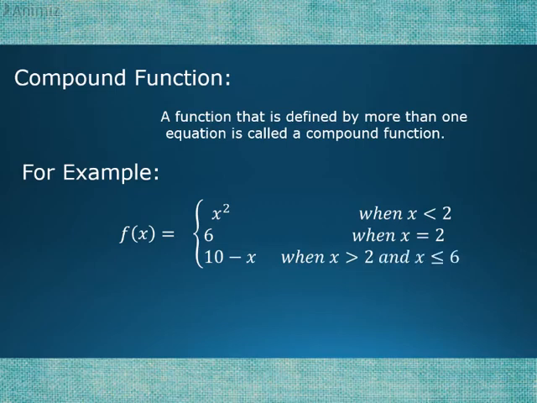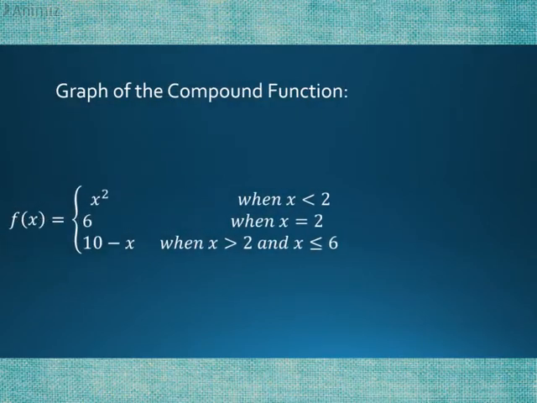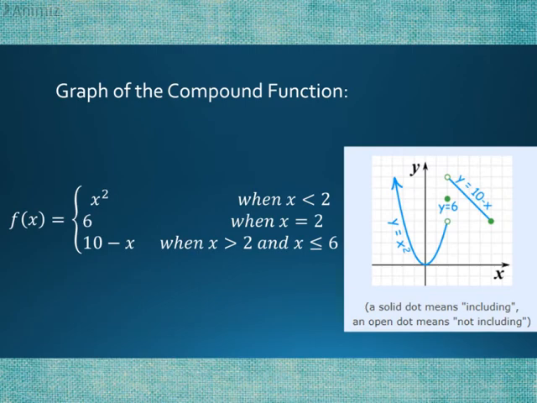Dear students, it is a function, which has been defined by 3 different equations with conditions. Therefore, it is called a compound function. Let us see the graph of this compound function. Here we see that when x is less than 2, the function output is x squared, which is a parabolic shape, which is labeled as y is equal to x squared.